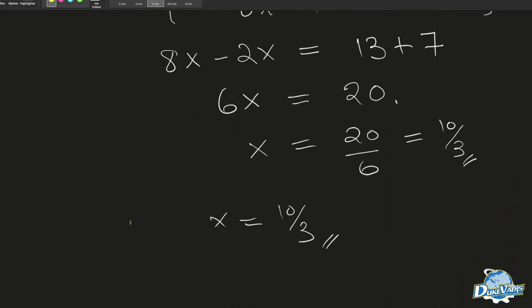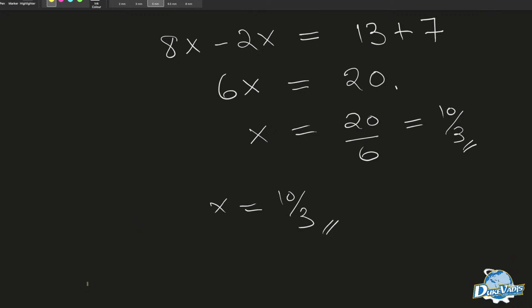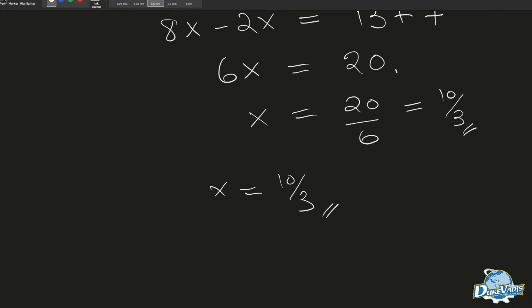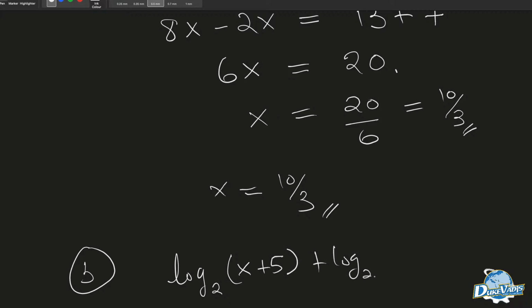Isn't that beautiful, friends? Well, let's tackle one more question we have over here. Question number 5 is also for graph. We have log to the base 2 of x plus 5, then log to the base 2 of x plus 1, and it says equals 5.